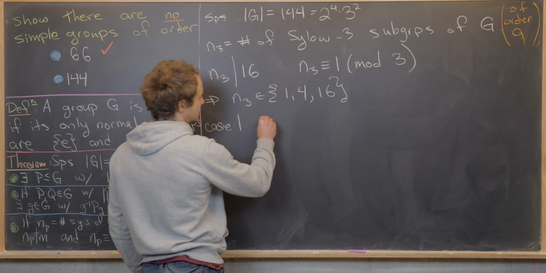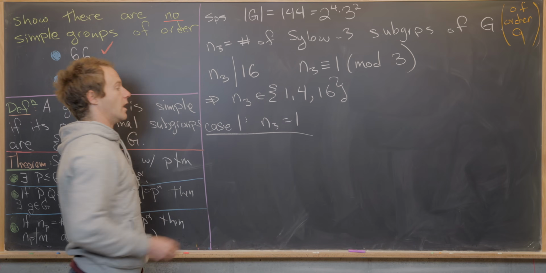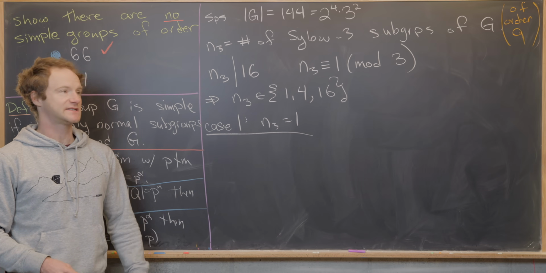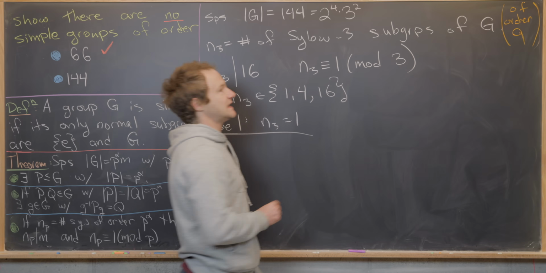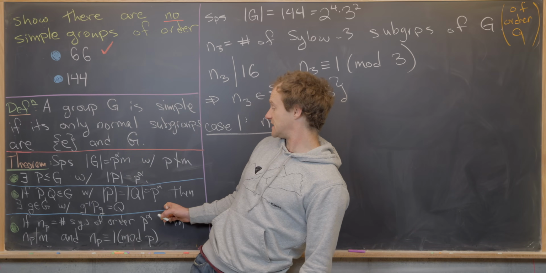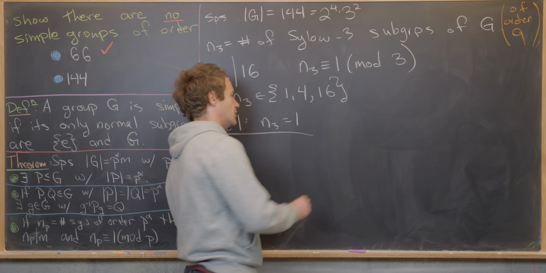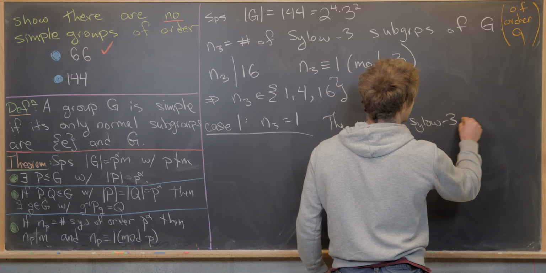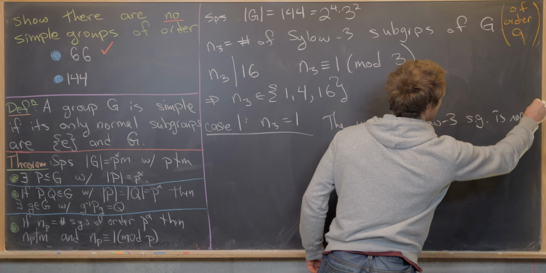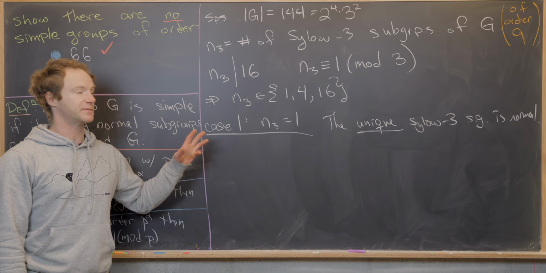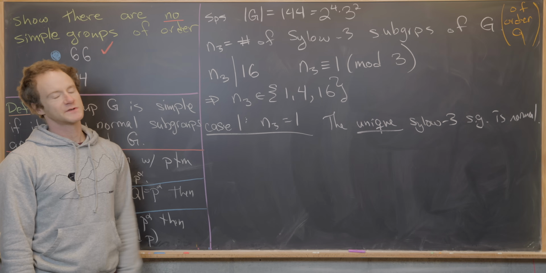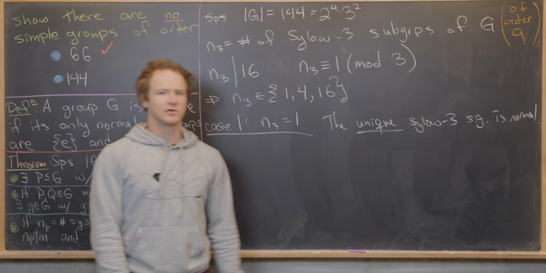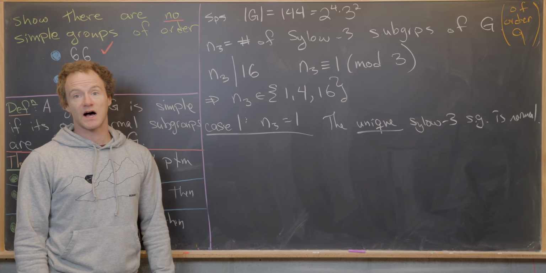So our first case will be n3 equals 1. But if n3 equals 1, we have a unique Sylow 3 subgroup. And that unique Sylow 3 subgroup, again, by this condition right here, will be normal. So we'll write that here. The unique Sylow 3 subgroup is normal. If that unique Sylow 3 subgroup is normal, then we have a normal subgroup of order 9. That is not the whole group, and it's not just the trivial subgroup. So in other words, our group is not simple.